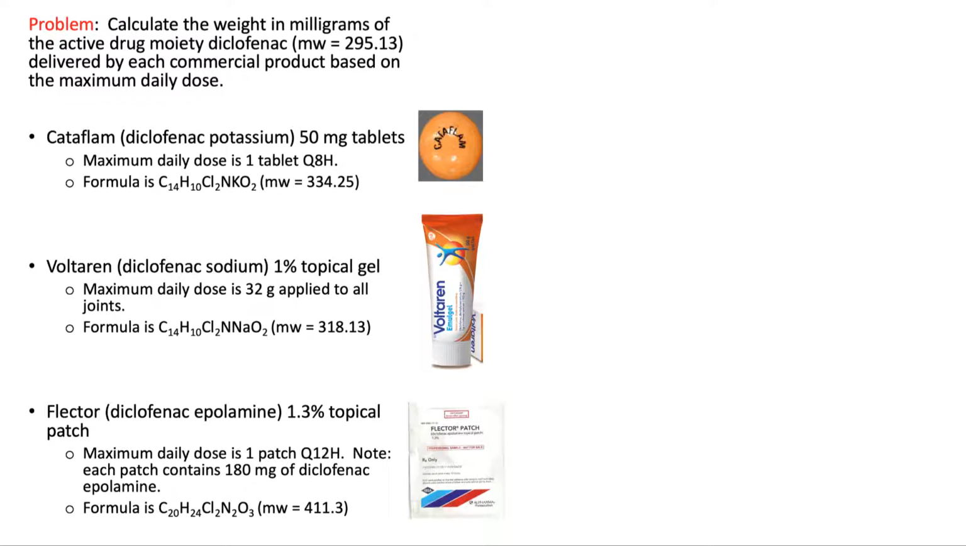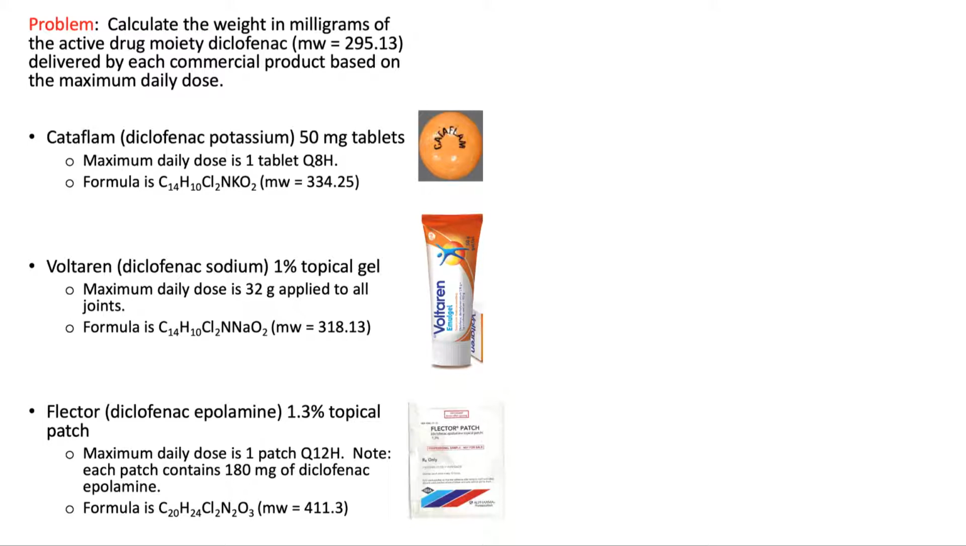Now, I don't think it's near as difficult as the previous one, but I think it's more clinically relevant and more applicable to the variety of different dosage forms that you will see sometimes for the same active drug moiety. So I thought a great example of that would be diclofenac. So let's read the question. It says, calculate the weight in milligrams of the active drug moiety diclofenac, which has a molecular weight of 295.13, delivered by each of the commercial products based on each of those products' maximum daily dose.